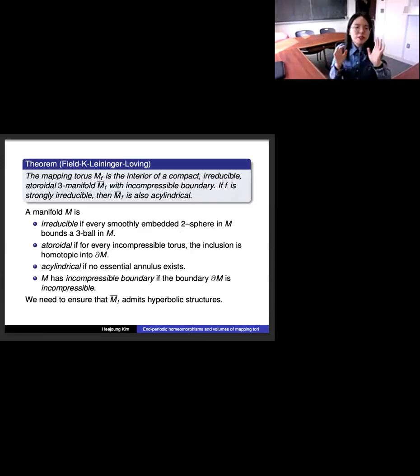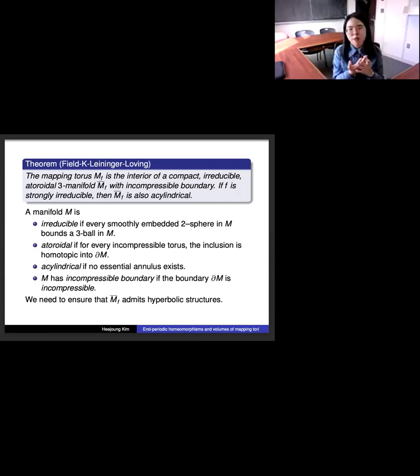Then for the right way to discuss volumes of mapping tori of infinite type surfaces, we consider the compactification of mapping tori. So we show that the compactification of the mapping torus MF is a compact, reducible, atoroidal three manifold with incompressible boundary. And if F is strongly reducible, then MF bar is actually acylindrical. So there are a lot of terms, so let me just briefly explain them.